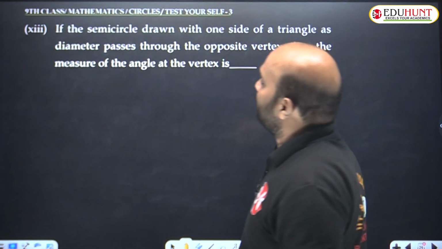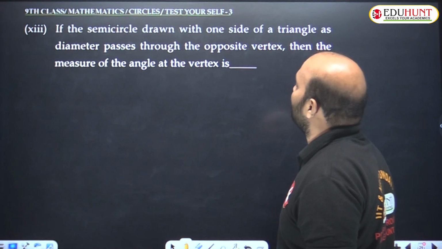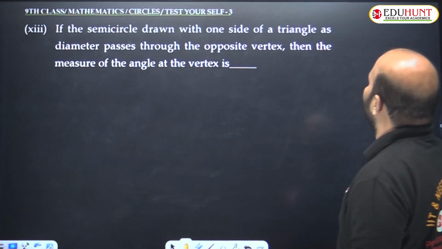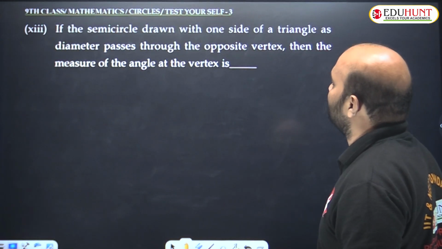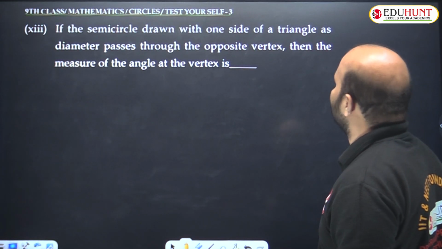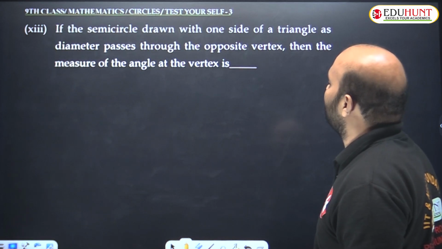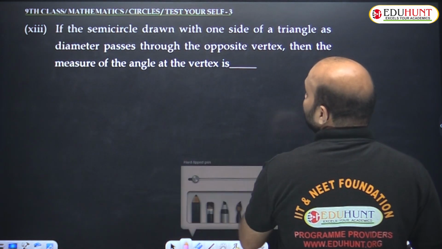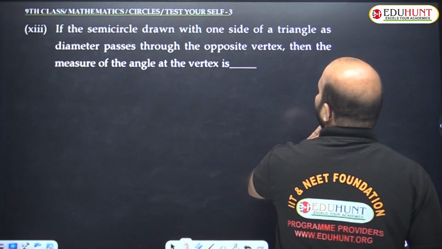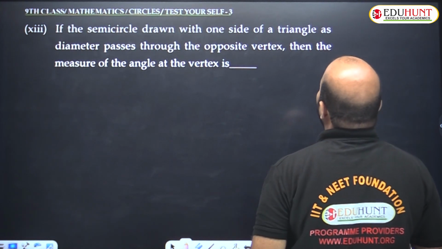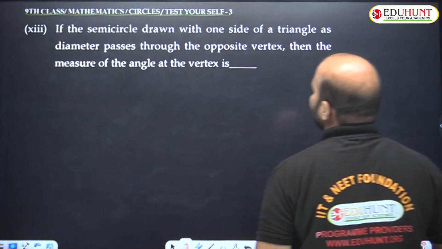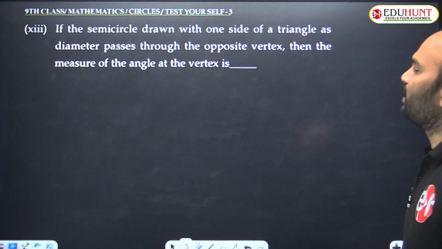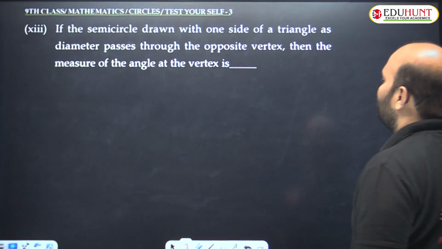So let's go to Roman number 13. If the semicircle drawn with one side of a triangle as diameter passes through the opposite vertex, then the measure of the angle at the vertex is dash. So what I am given here: the semicircle drawn with a side of a triangle as diameter passes through the opposite vertex, then the measure of the angle at the vertex is dash.